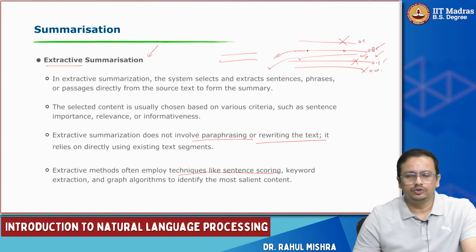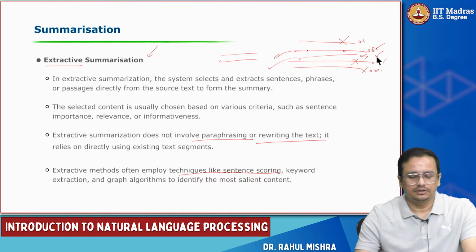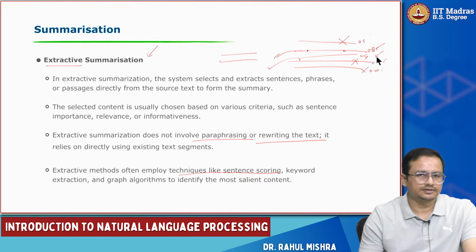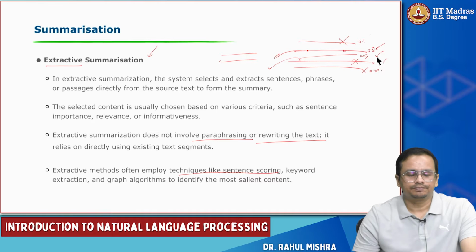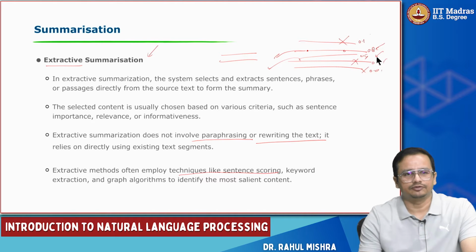And then you can also do keyword extraction. You can apply graphs and create a graph out of a text, and then some of the nodes which are central hubs in the graph, you can just use them rather than some child nodes and so on, right? So the highly influential nodes within the graph, you might be using them for summarization.